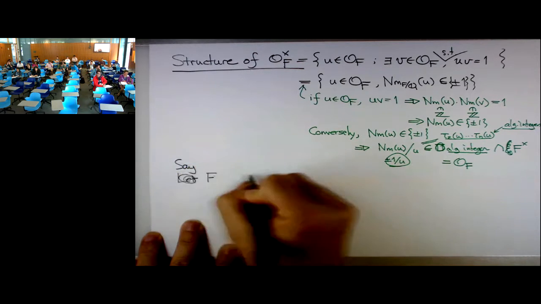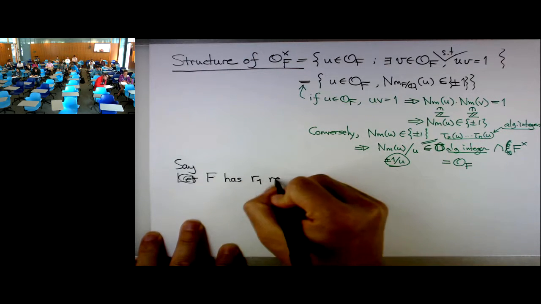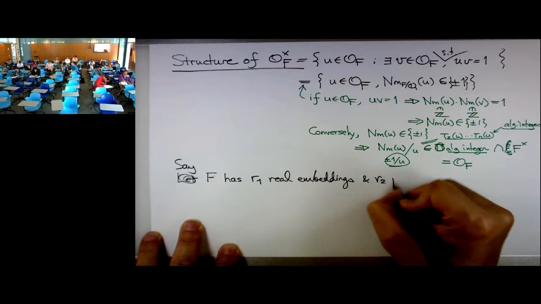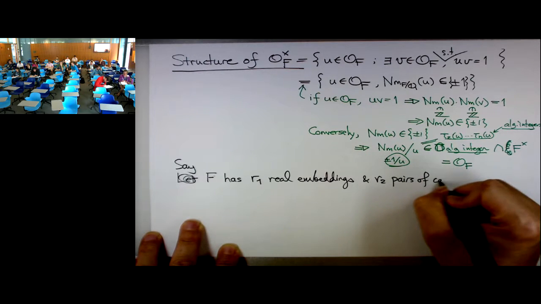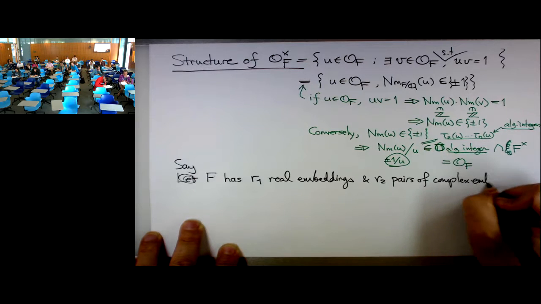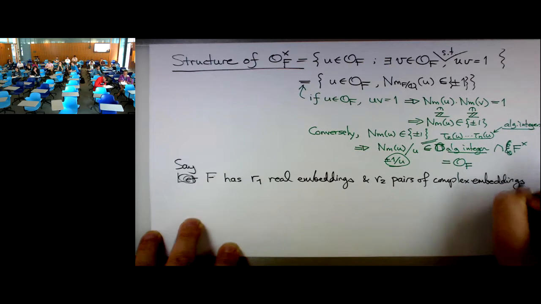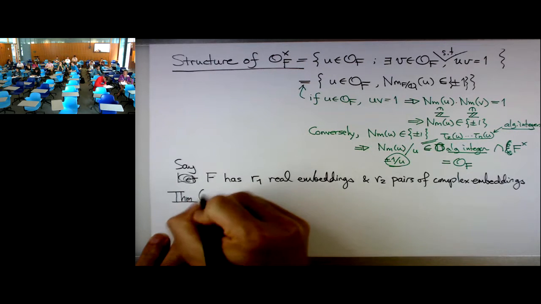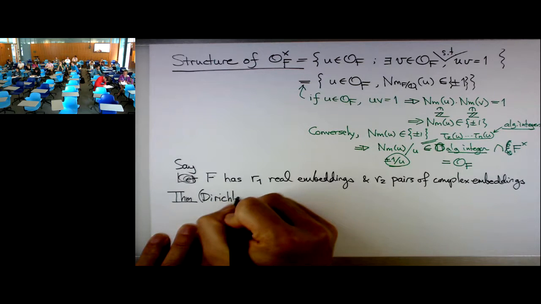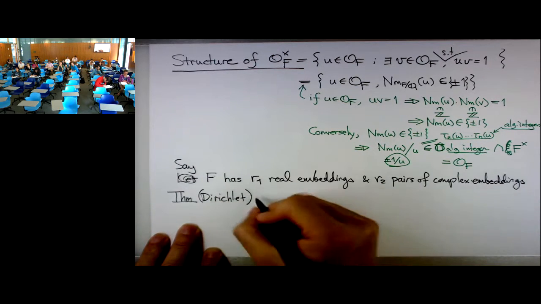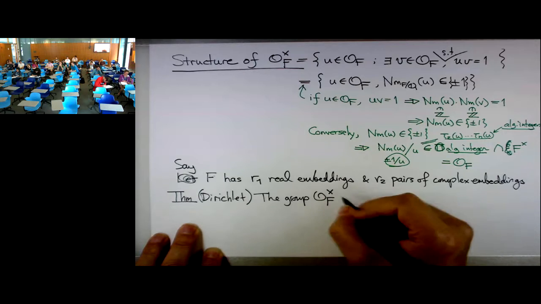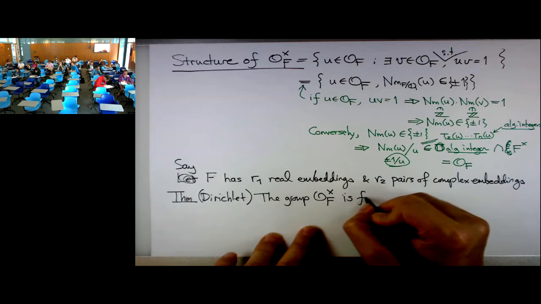Say F has R1 real embeddings and R2 pairs of complex embeddings. Then the theorem of Dirichlet, called the Dirichlet unit theorem, says that the group O_F cross is finitely generated, first of all.